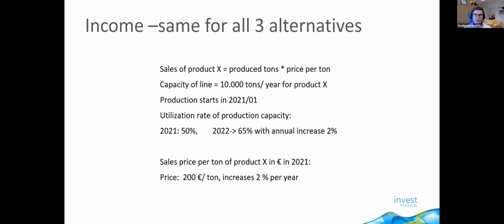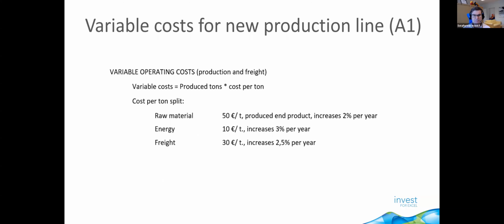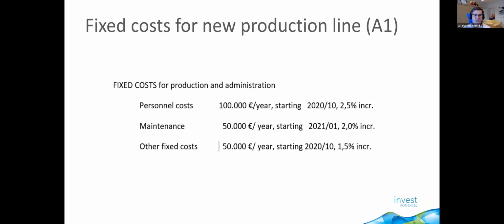Then we have the income, which is really simply modeled. It's the number of produced tons multiplied with price per ton. And the production line has a specific capacity, but we will not use the full capacity, but we will start with a lower utilization rate and increase over time. Then we have variable production costs for raw material and energy, and we also had the freight cost, which is variable. Fixed costs are then personnel, maintenance costs, and other fixed costs.